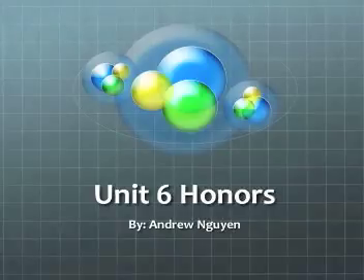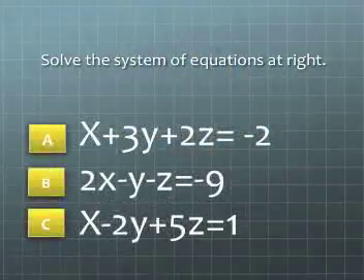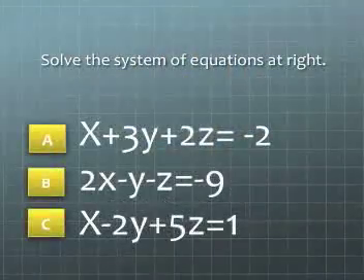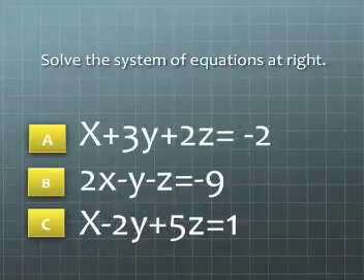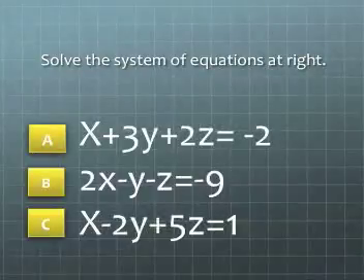Now I will do a problem that has three equations. The problem is x plus 3y plus 2z equals negative 2, 2x subtract y subtract z equals negative 9, and x subtract 2y plus 5z equals 1. And that is all one set. In this problem, we are aiming to solve for x, y, and z.